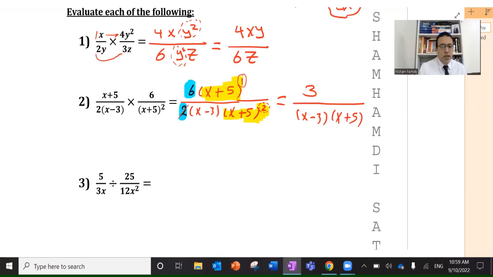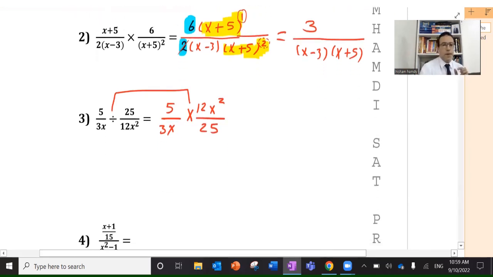Regarding number 3, I'm going to change the sign of division into multiplication and flip the fraction. So it's going to be 12x squared divided by 25, and here 5 divided by 3x. You have one of two solutions. You can simplify before you multiply, or you can simplify after multiplication. What do I mean?